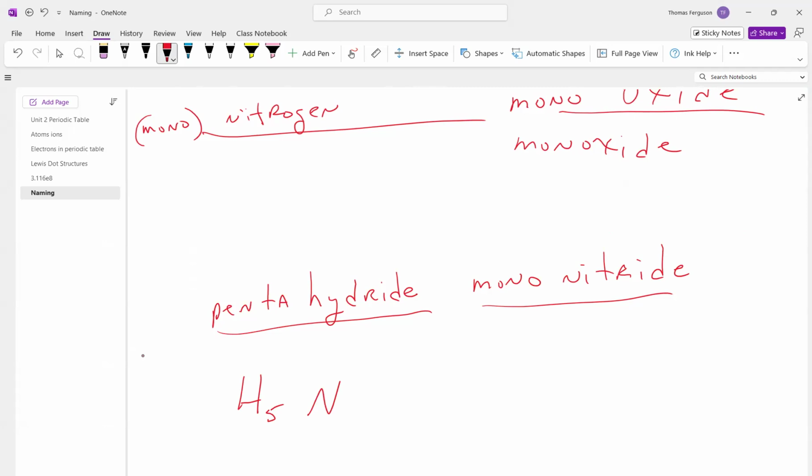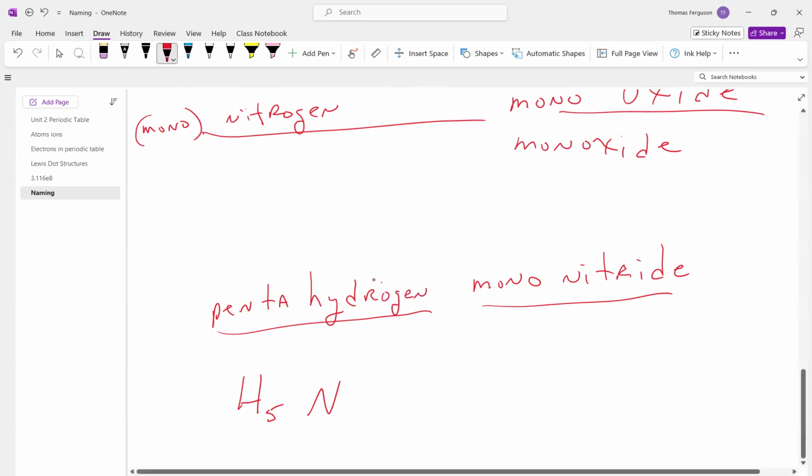Yeah, probably should do that. Let's make this pentahydrogen mononitride. Yeah, the I's are always on the second one. I was just not looking at the right thing.